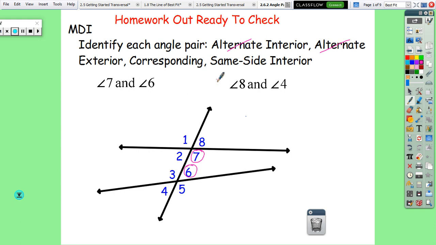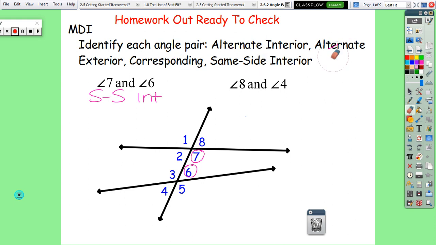Corresponding means that you're taking something from this group of angles and it matches up with an angle from this group down here. Well, 7 doesn't match up with 6. 7 would match up with 5, so that can be corresponding. So same side interior. Same side, remember, means they're on the same side of the transversal and they're on the inside of the lines that are being cut. So these would be same side interior.